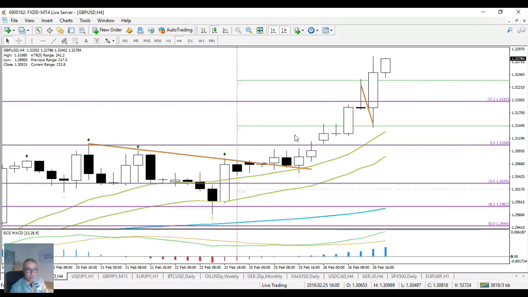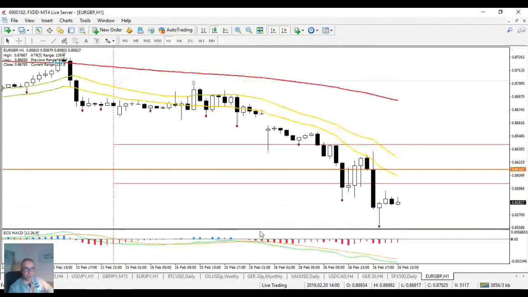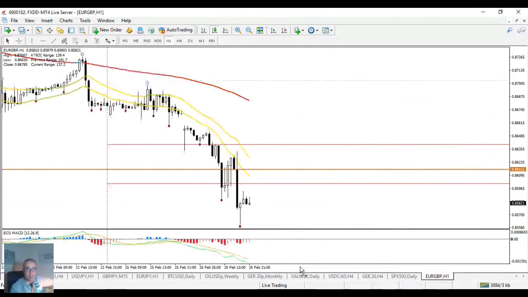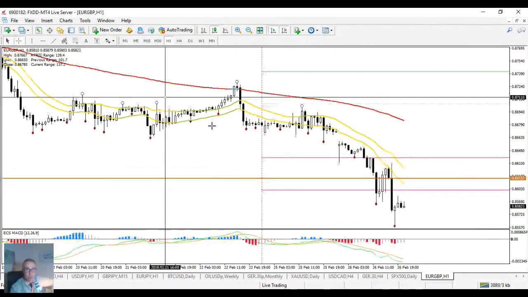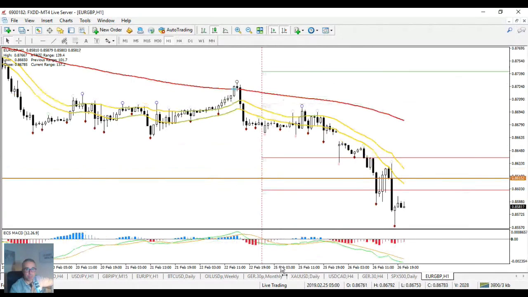Let's take a look at a different example. Let's see if we can find one. Let's take a look at this hourly chart then. Well, the example that we could do is here.